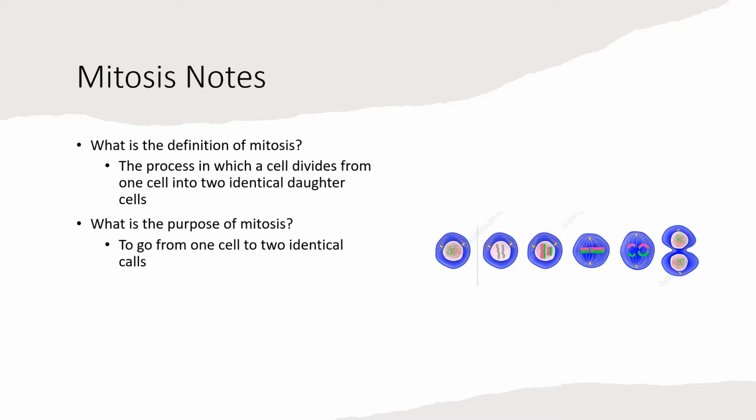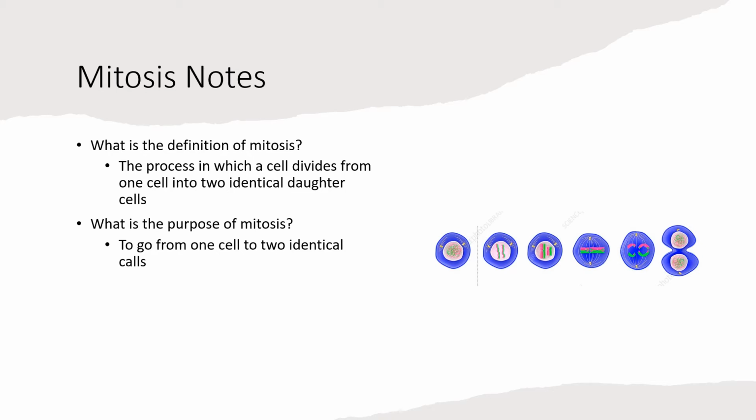So what is our definition of mitosis? This is the process in which a cell divides from one cell into two identical daughter cells. So we're going from one cell to two cells. Those cells look exactly the same. They have the exact same stuff in them. They are identical in every single way. So if we have a lung cell that goes through mitosis, it's going to create another lung cell. If we have a skin cell that goes through mitosis, it's going to create an identical replica of a skin cell. So why do we do this?